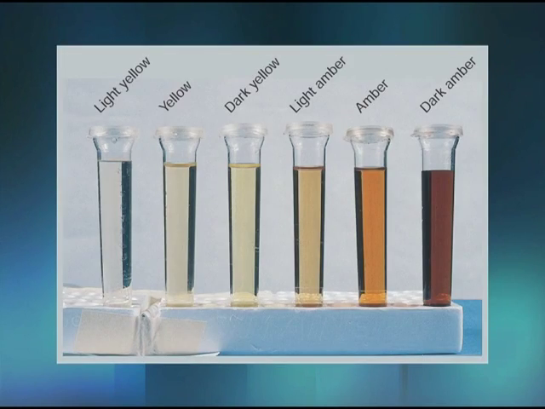Classifications used to describe the color of urine include light yellow, yellow, dark yellow, light amber, amber, and dark amber. Normal urine may be light yellow, which is almost colorless, yellow, or dark yellow. Abnormal colors are light amber, amber, and dark amber.